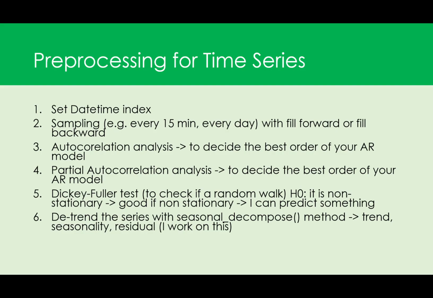The next step is an autocorrelation analysis and a partial autocorrelation analysis. They are both done to decide the best order of your model. Then you can also run the Dickey-Fuller test to check if it's a random walk, and then use a nice function of a Python package, seasonal decompose. Seasonal decompose is the name of the function, and it decomposes the trend, the seasonality, and the residual. And we work on the residual.